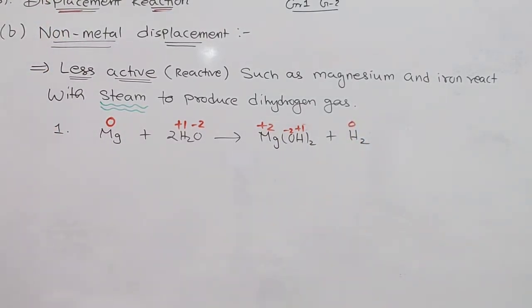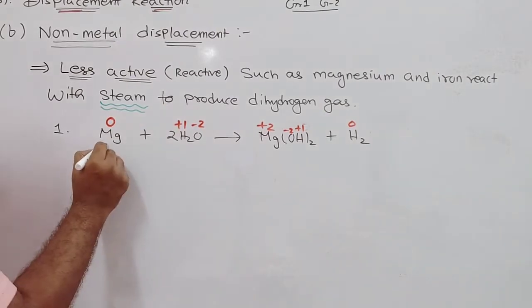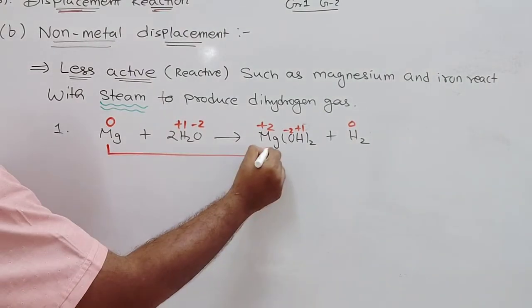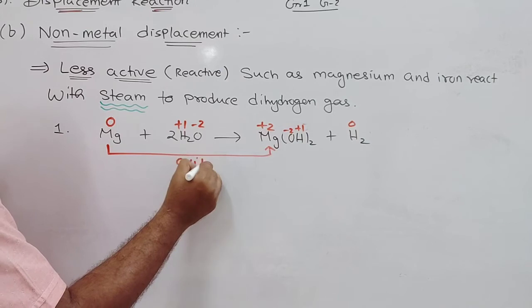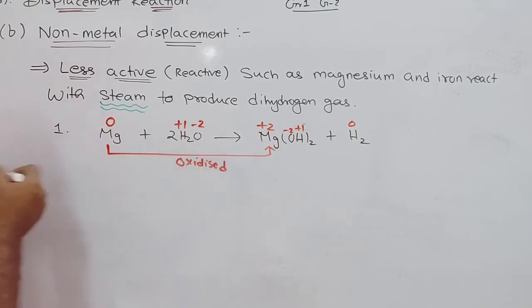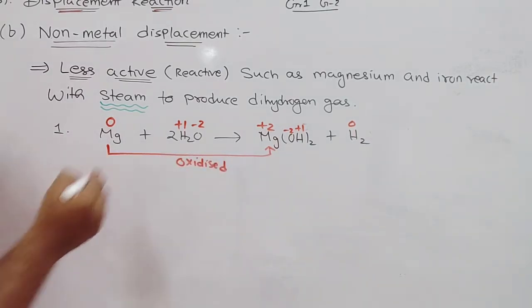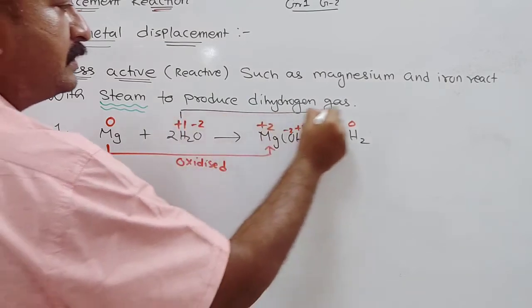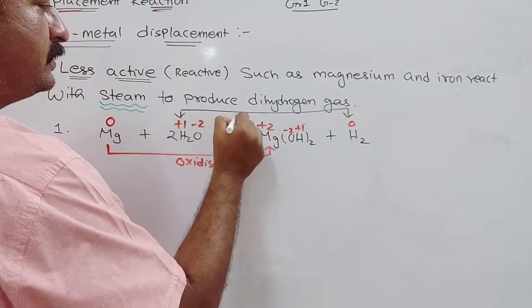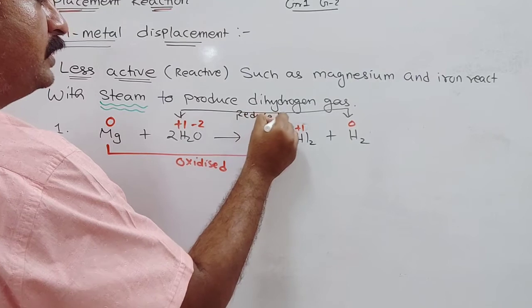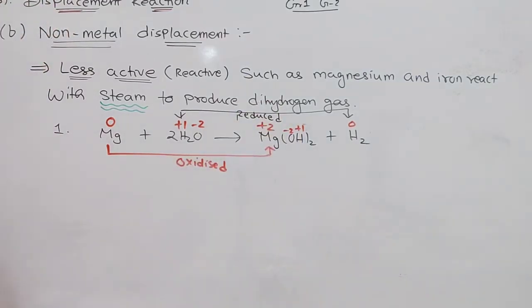Okay. So in this case, if you see what happened to magnesium, magnesium is oxidized. Why? Increase in oxidation number. Then if you see hydrogen, what happened to hydrogen? It is reduced. So this is one example.